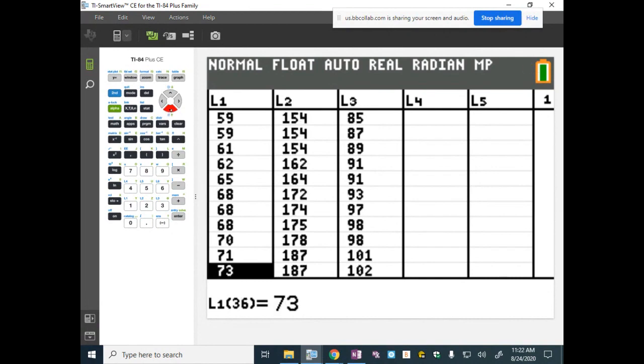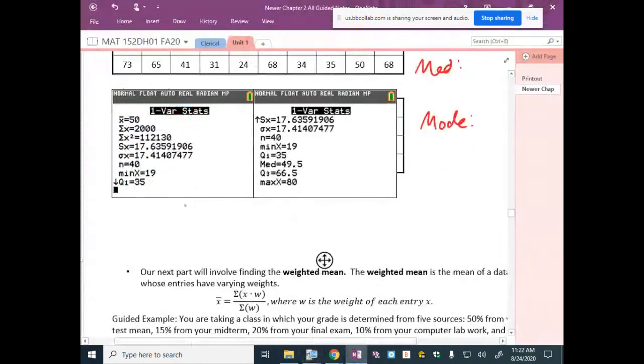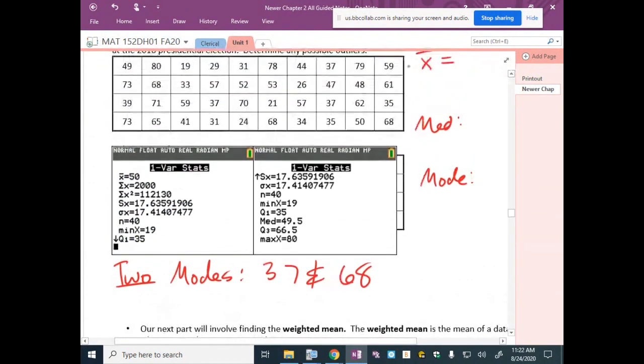So we do get 2 modes out of this: 37 and 68. Our mean was 50 and our median was 49.5.